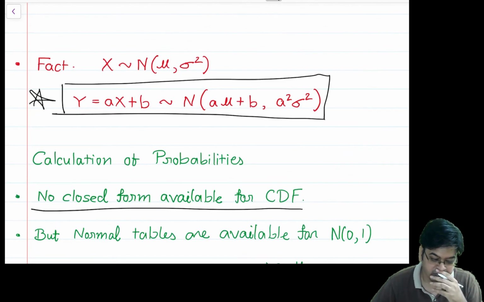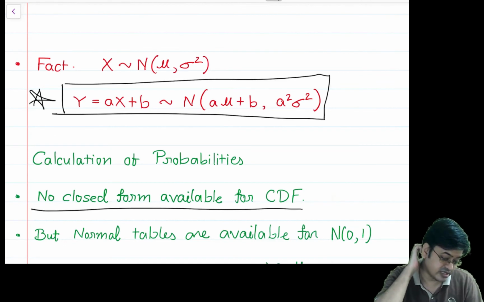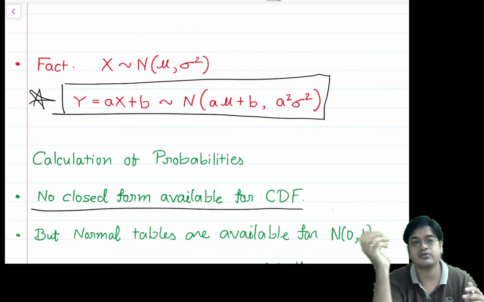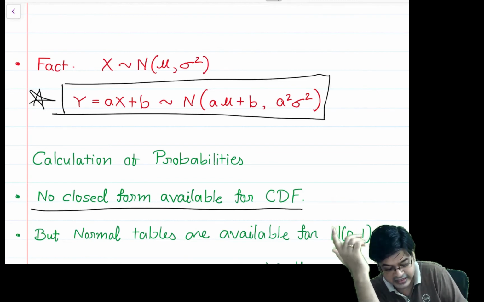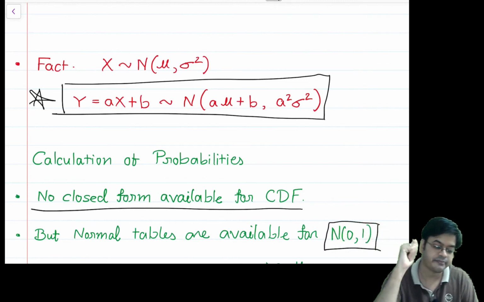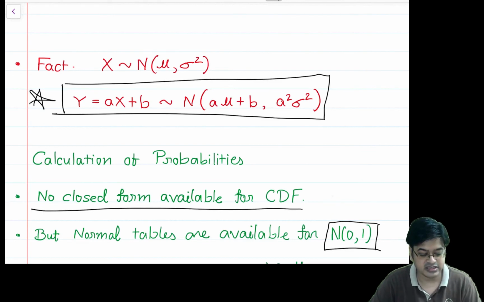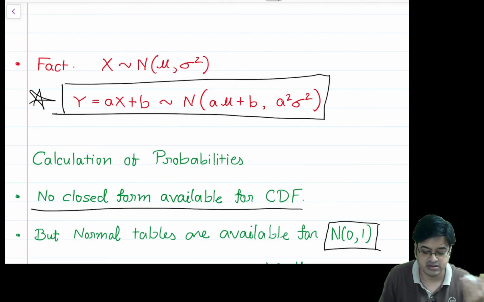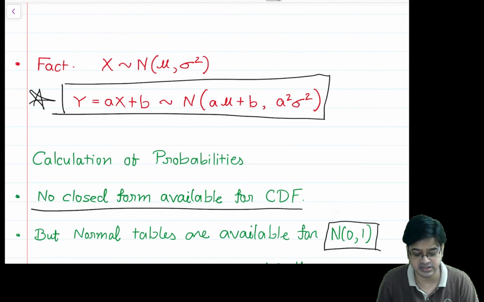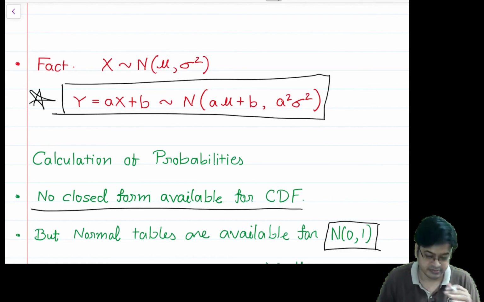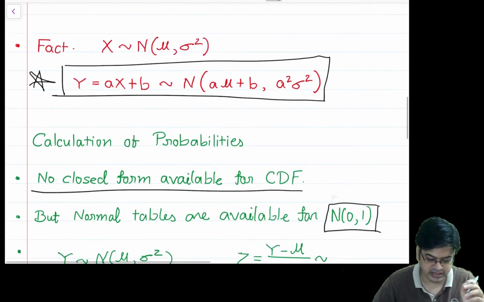Okay, but the interesting fact is, though there is no closed form, people in old days developed normal tables, which are available only for standard normal random variables. But the question is, given a table for the standard normal random variable, can I evaluate, let us say, probabilities for a random variable having normal with mean 4 and variance 16? That's a valid question, right? We will try to answer that question.